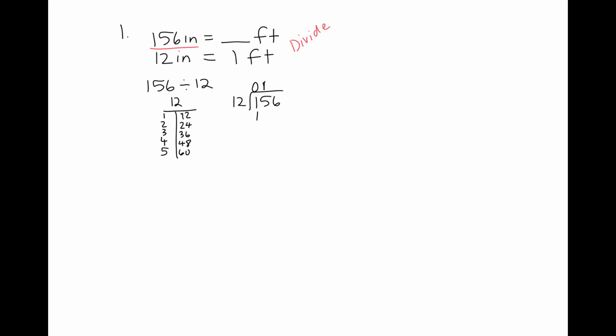12 times 1 gives me 12. When I subtract, I get 3. I have a remainder, so I have to keep going, and I need to bring down my 6. 12 goes into 36 3 times. 12 times 3 gives me 36. I have a remainder of 0 and no more numbers to bring down. So my answer is 13. This means that 156 inches is equal to 13 feet. Perfect.